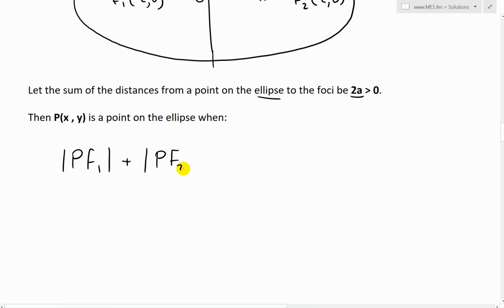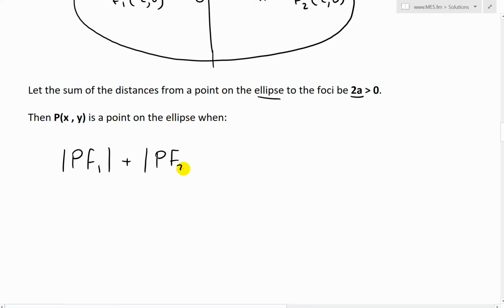So now what I'm going to do in this case is move this one, the positive square root of x plus c squared plus y squared, onto this side and then square both sides so we can get rid of this square root initially. So we'll have the square root of x minus c squared plus y squared on the left side. Now we moved everything to the other side: 2a minus the square root of x plus c squared plus y squared. Now I'll square both sides so that we're not changing anything, just to get rid of this square root sign.